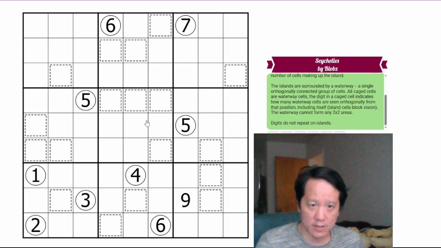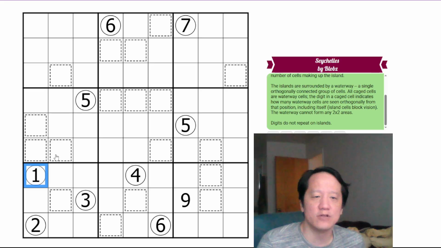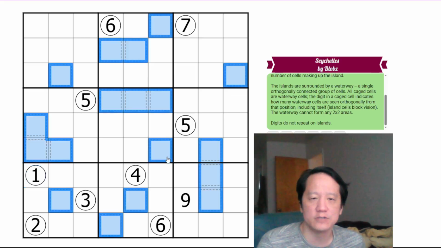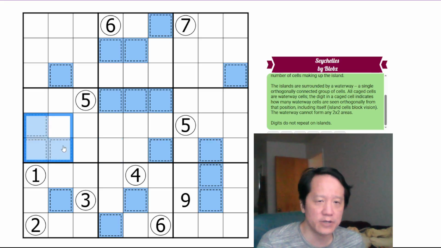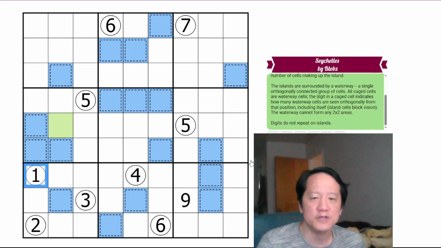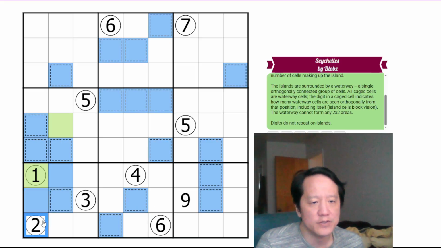Let's go. Okay, this is an island. Well, let's color all the waterways. Those are all water. We have a 2x2 area here, which is all water, so this cannot be water, it's land. This one is an island by itself because it's size 1, so therefore these must be water. This is a size 2 island, so this must be land, and therefore this must be water here.